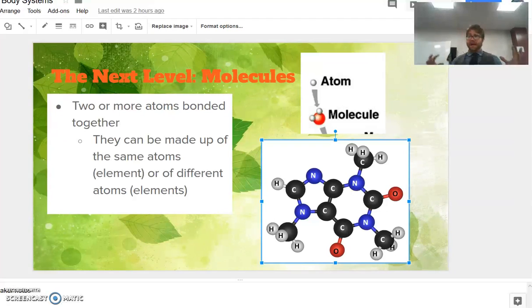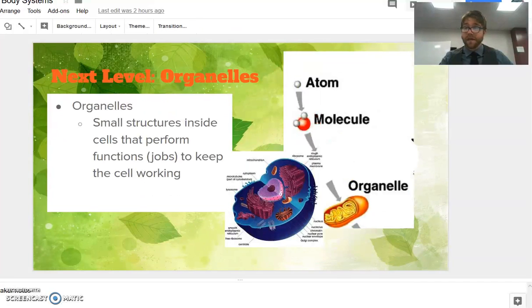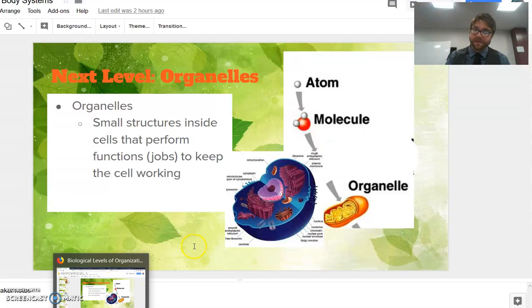All right, so when we have different molecules working together, sometimes these molecules can make an organelle. Now, an organelle is a small structure inside of a cell, and they perform different functions to keep the cell working. Remember, the mitochondria created energy for the cell through respiration. The lysosomes cleaned up dead and broken parts and recycled them. The Golgi apparatus helped deliver things. The ribosomes made proteins. All those are examples of organelles.